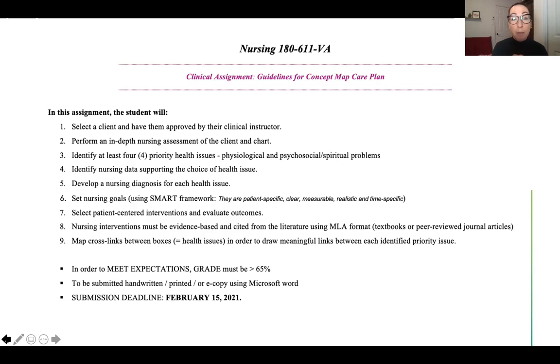So this particular assignment is due on February 15. That's the deadline. Obviously, if you need some form of extension, we're open to it. Just let us know in advance. And as I said earlier, it could be submitted handwritten, printed, e-copy. You can use Microsoft or not. And in order to meet expectations, so in order to have a passing assignment, you need to get 65% or more.